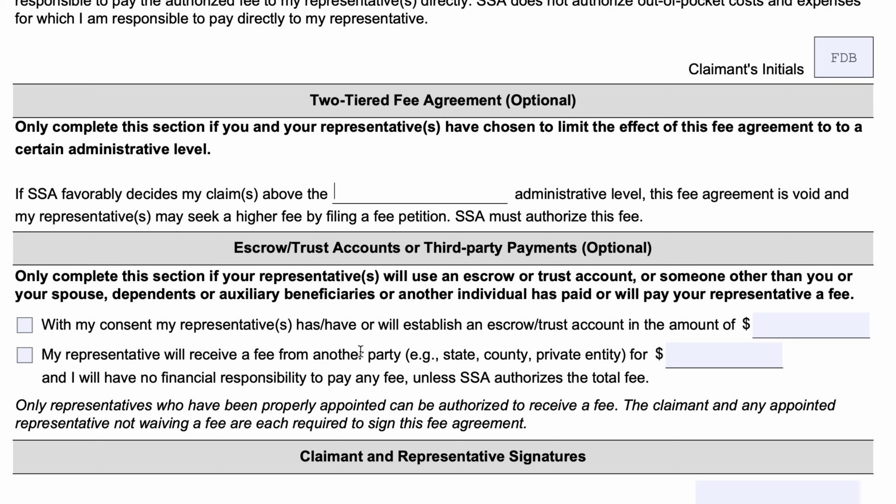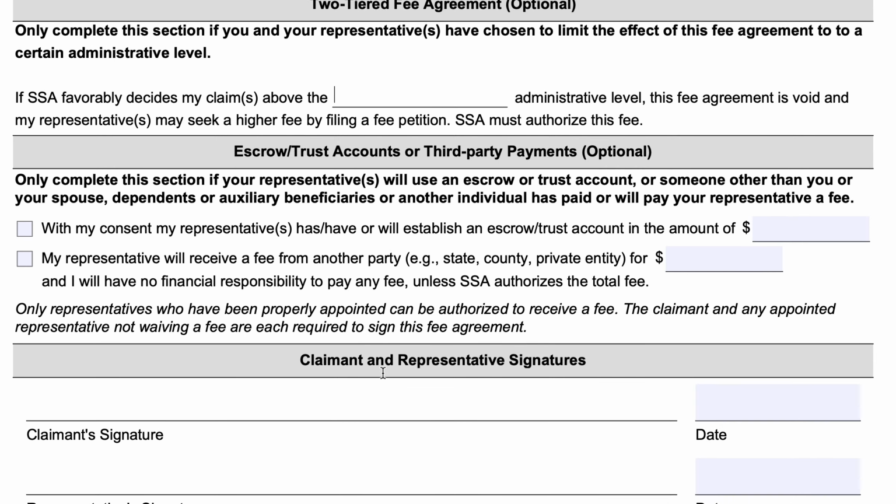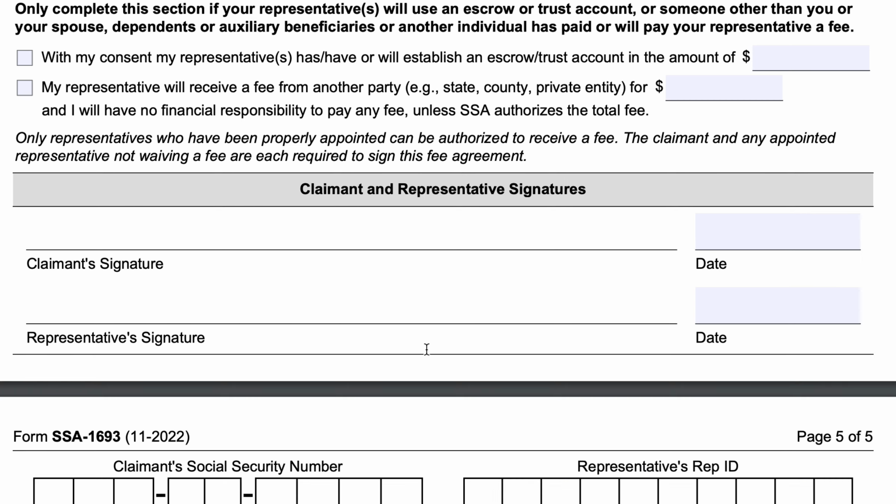And only representatives that have been properly appointed can be authorized to receive a fee. So you can make sure that you're not paying a dime until you get an approved copy of this back from the Social Security Administration. That doesn't indicate that they're going to win your case for you. It does indicate that they've at least done a little bit of the preliminary work. They're registered with the Social Security Administration, which means that there is someone keeping an eye on their record, and they're a little bit more trustworthy than someone that is not registered with the Social Security Administration.